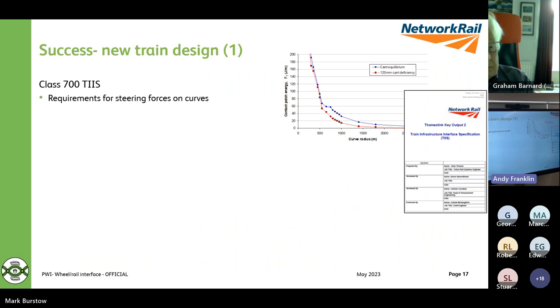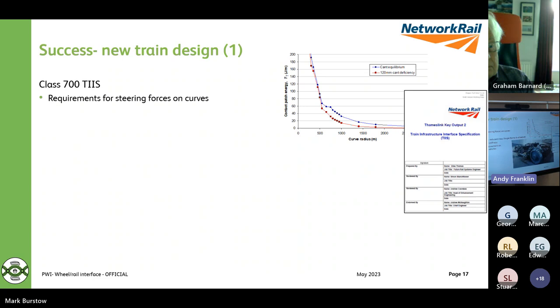We said what we think the force you should be able to generate in the contact patch on each curve radius should be, and we put a limit on it. We think you can design a vehicle which will put less force than this line into your design. So the requirement was that they had to do the simulations to prove that their force was less than that.